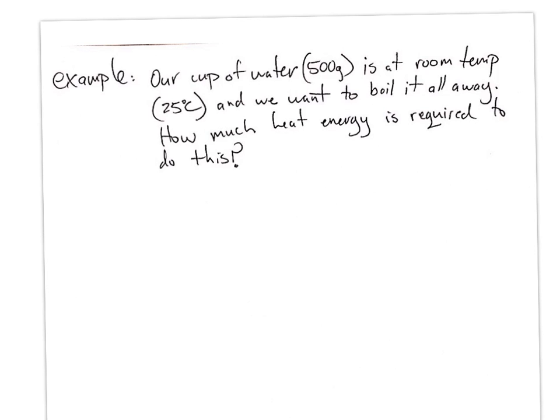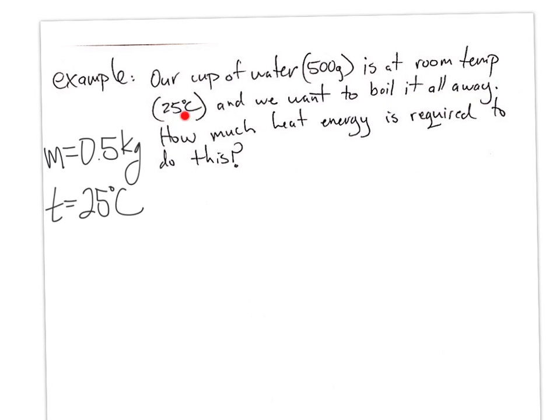Here's our example. Our cup of water, from the previous video lesson, has a mass of 500 grams, which you know is 0.5 kilograms. As I'm reading through, I might be writing down the given information. I know the mass is 0.5 kilograms. It's at room temperature, so about 25 degrees Celsius. Oh yeah, this question's a two-part. And we want to boil it all away. So that's two things that have to happen.